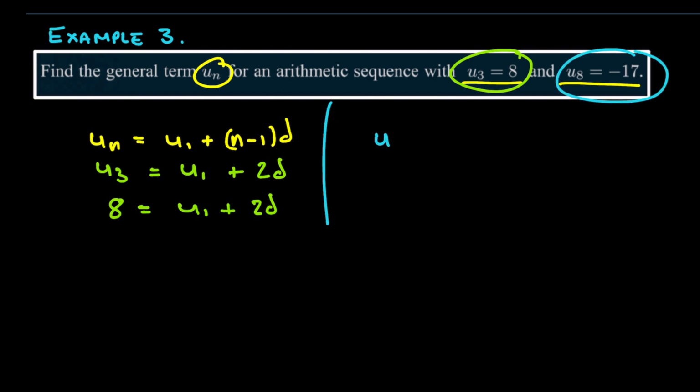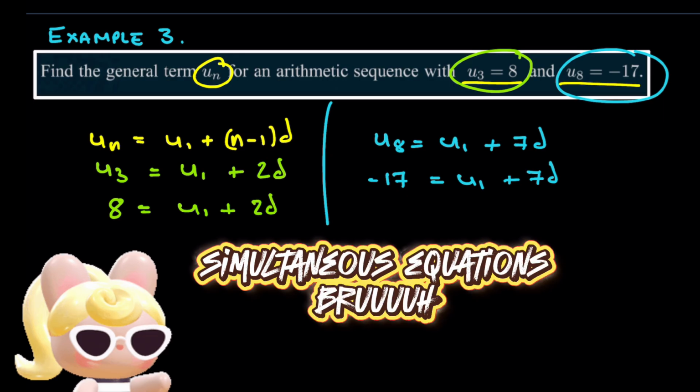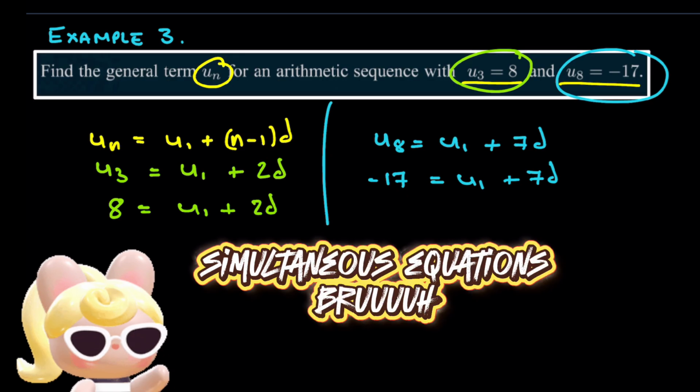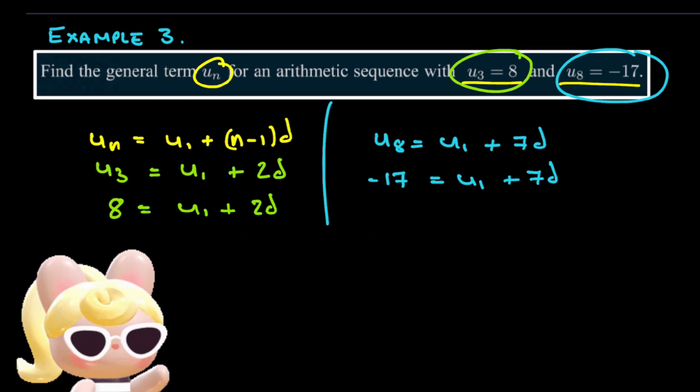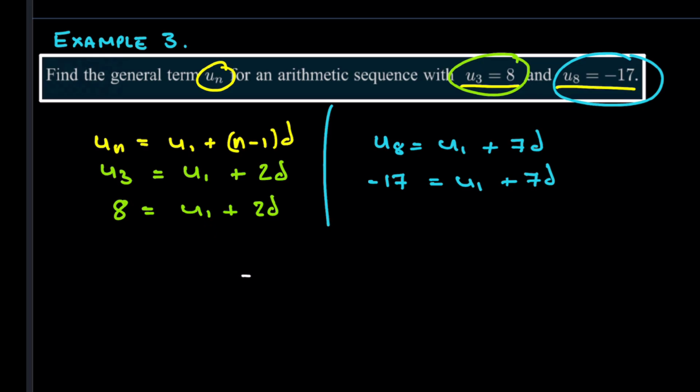Okay, so u8 is equal to u1 plus, now n minus 1 will be 8 minus 1 times d, so that'd be 7d, and the eighth term is minus 17. So we have two equations, two unknowns. So I'm going to solve these using simultaneous equations. Now you can use either substitution or elimination, whichever you're more familiar with, but I'm just going to stack them on top of one another like so.